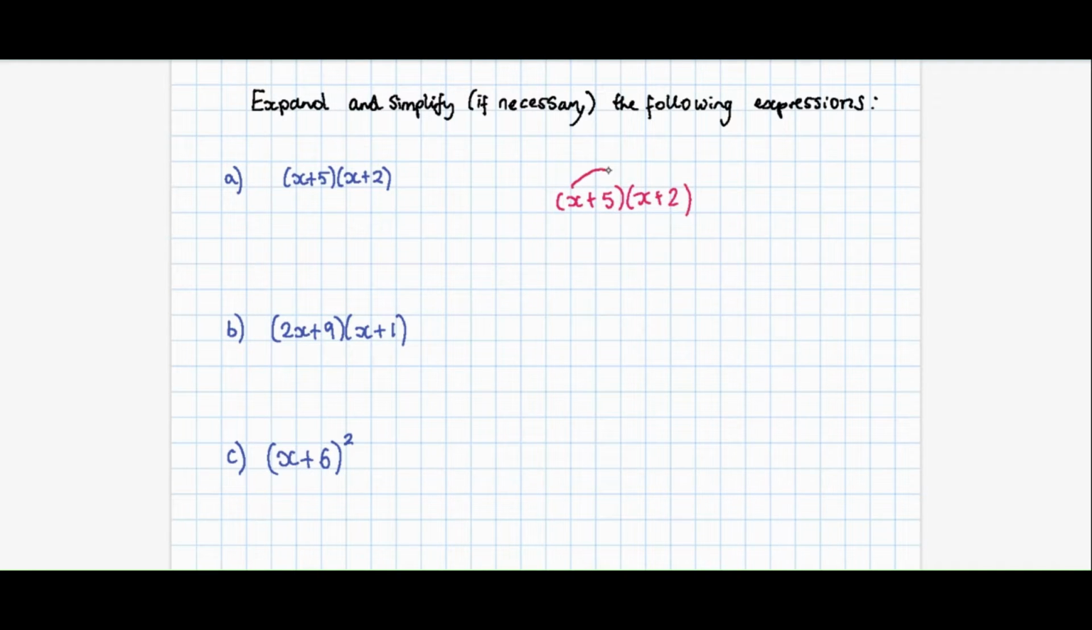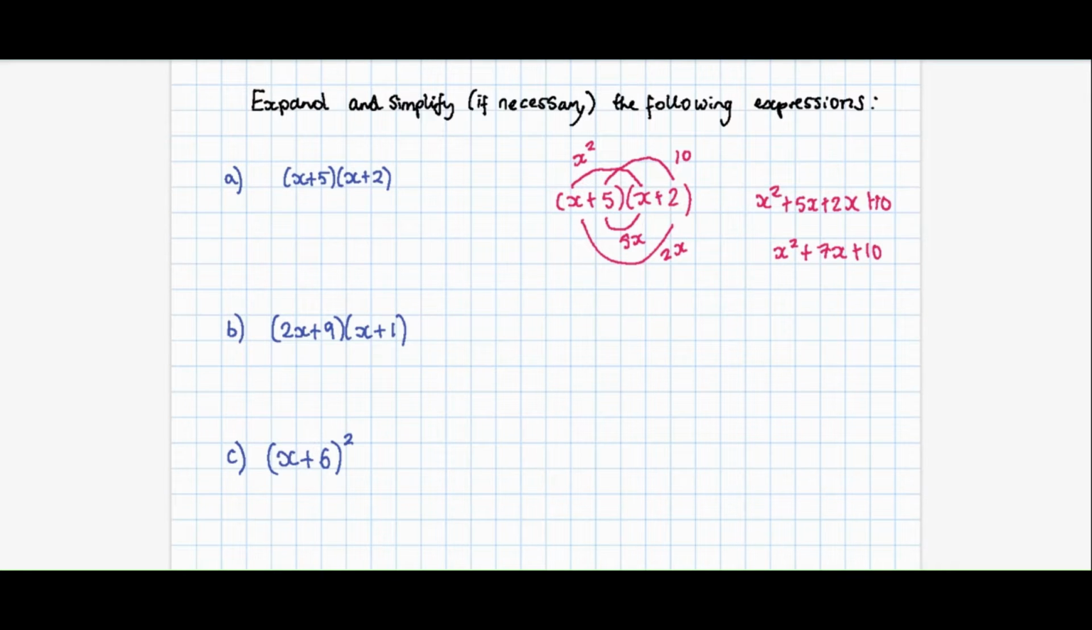And here, you do a little line across from x to x. So that's going to be x squared when you times them together. Then you do one from 5 to 2, which is going to be 10 when you times them together. Then 5 to x, which is 5x. And then 2 to x, which is going to be 2x. And now we add everything which we've just timesed together. So we've got x squared plus 5x plus 2x plus 10. Now this is going to equal, when you simplify it out, x squared plus 7x plus 10.